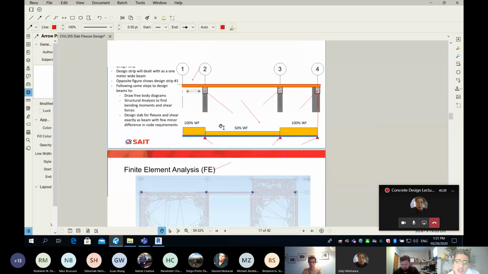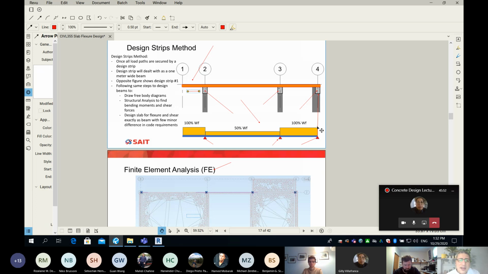So, look at this, guys. You can see the grid lines are there. Between 1 and 2, it's a cantilever. So 100% has to be supported by my design strip. Between grid line 2 and 3, there is a 50-50 share. So between 2 and 3, we only apply 50% of the load. How about between 3 and 4? We apply 100% of the load.